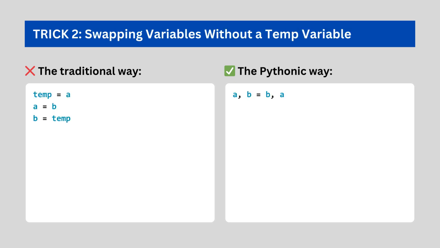Trick 2. Swapping variables without a temporary variable. In most programming languages, swapping values between two variables requires using a temporary variable. But in Python, there's a smarter way. With a single line of code, you can swap two variables instantly, without needing extra memory. This makes your code simpler, more elegant, and easier to maintain.